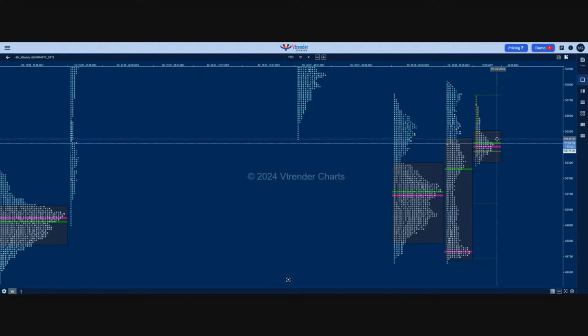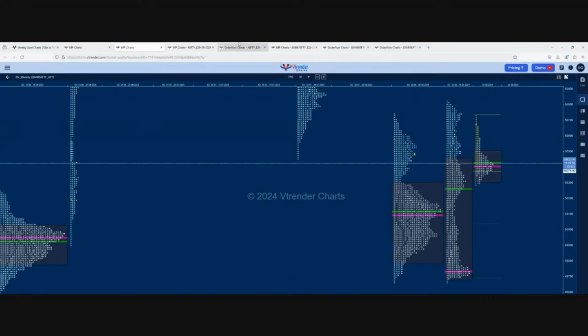So as of now, we are still in the last 2 weeks range. So we will need to see from today, the POC would be the opening reference for tomorrow. And we'll need to figure out how the auction will shape up tomorrow.